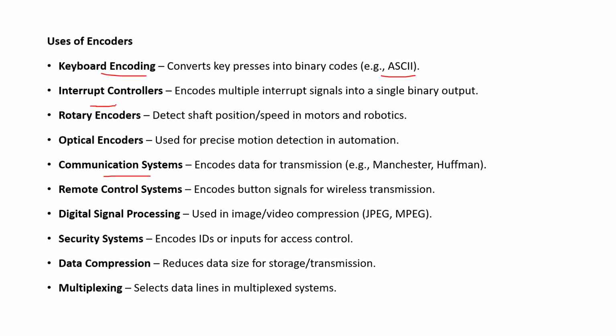And an interrupt controller encodes multiple interrupt signals into a single binary output. Then rotary encoders, optical encoders, and communication systems are very important. It encodes data for transmission, like Manchester and Huffman coding. Remote control systems encode button signals for wireless communication, transmission, and digital signal processing. Security systems encode IDs and inputs for access control, and data compression also reduces the data size for storage and transmission. Multiplexing also uses it, selecting data lines in multiplex systems.